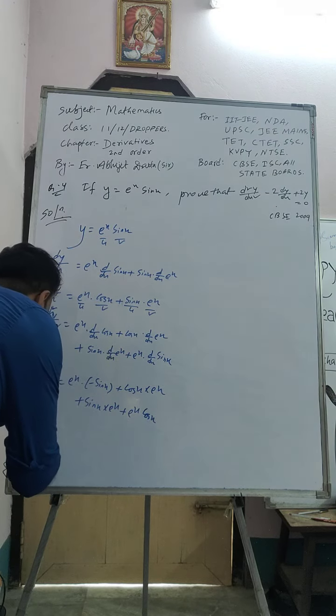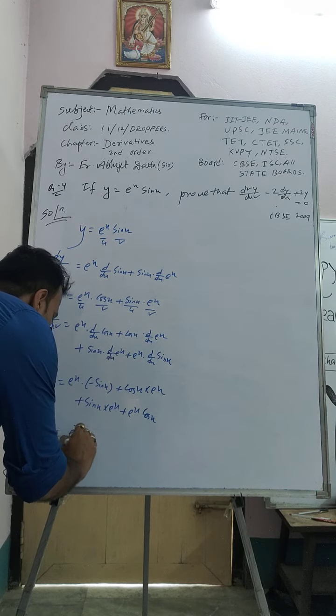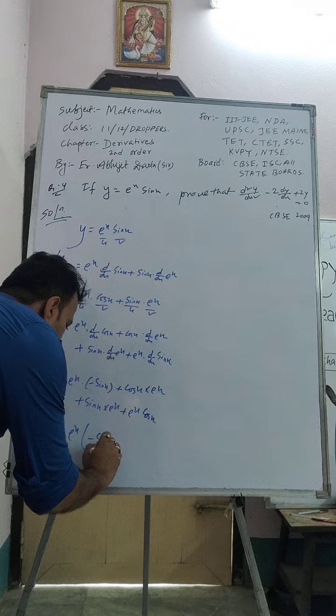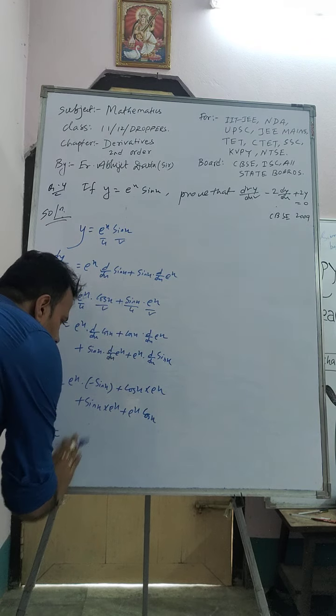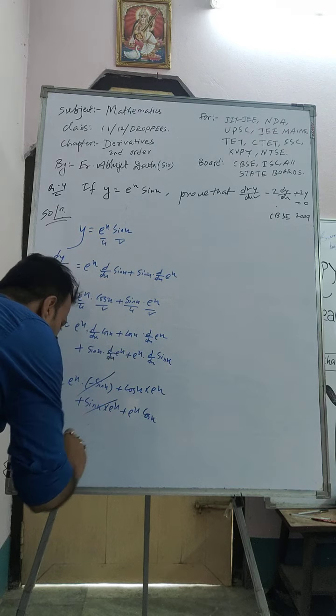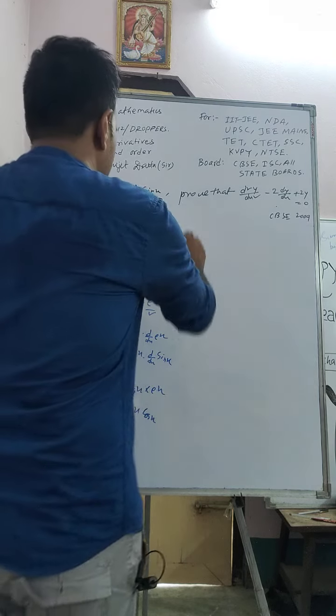So now d square y by dx square is what? If I take e to the power x as common, it will become minus sin x, and so on. So here you see this part and this part will be cancelled. So what will be left? 2 e to the power x cos x will be left here. Is not it?